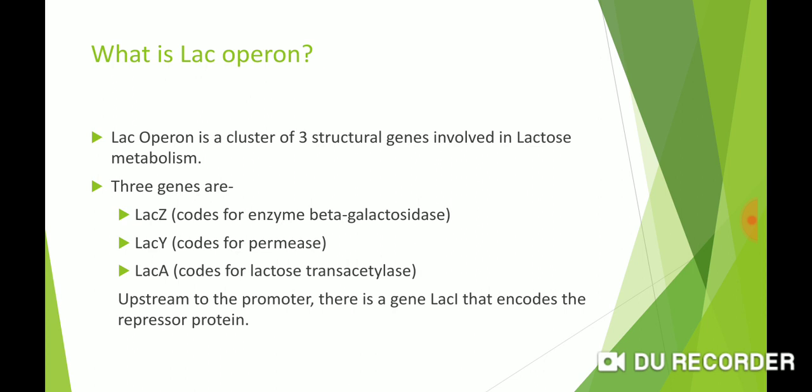Now lac Y codes for the enzyme permease. It's a membrane protein that helps in the influx of lactose from the outside. And lac A codes for lactose transacetylase. Nothing much is known about this yet. Now it is to be noted that upstream to the promoter there is a lac I gene that encodes the repressor protein.